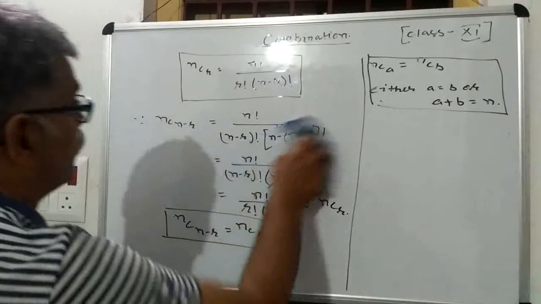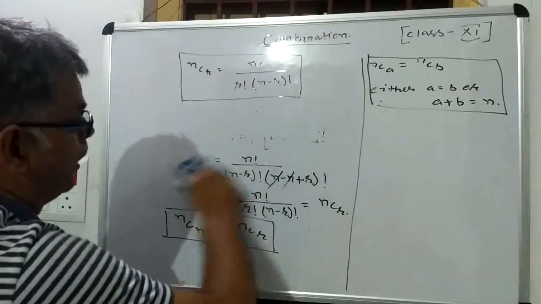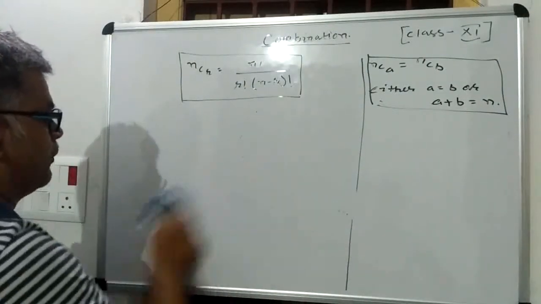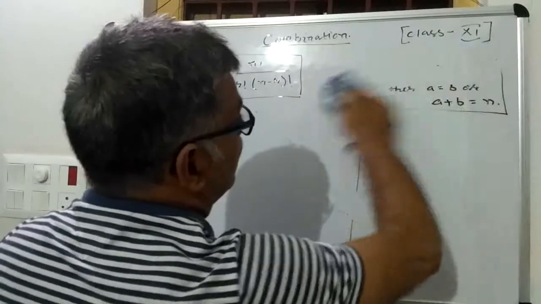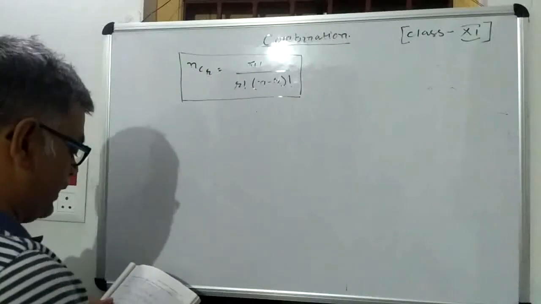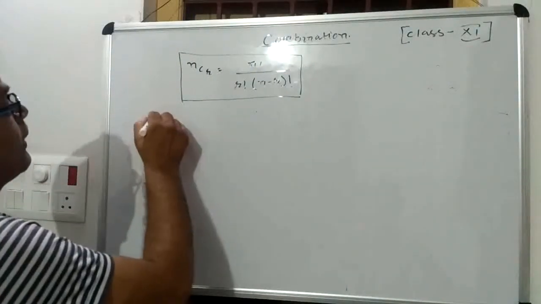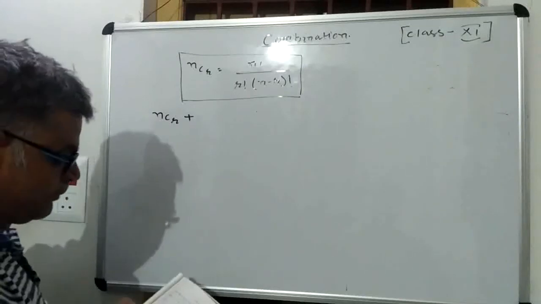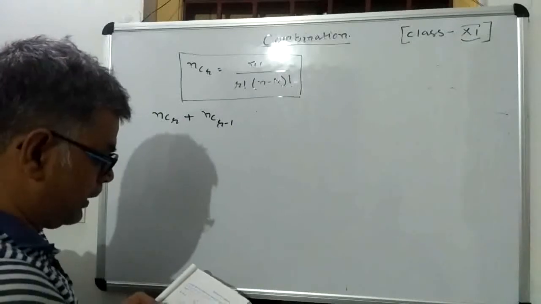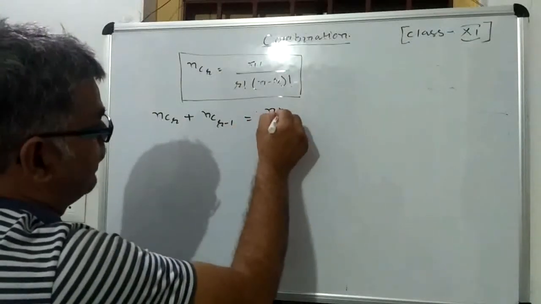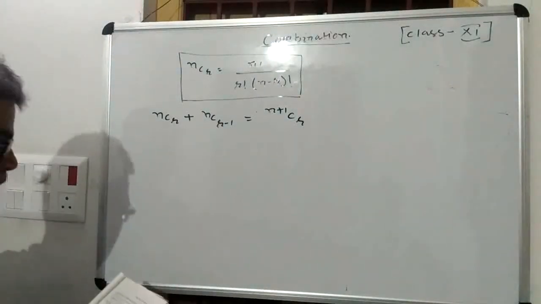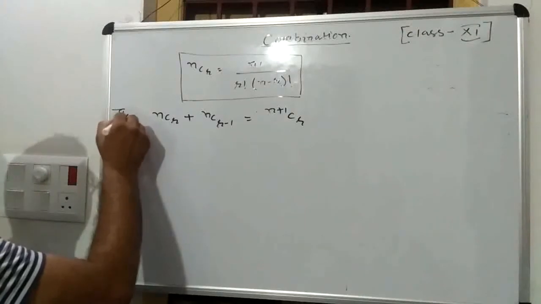Now, one more important theorem or formula is that we have to prove nCr plus nC(r minus 1) is equal to (n plus 1)Cr. This is an important result. This is a theorem also.